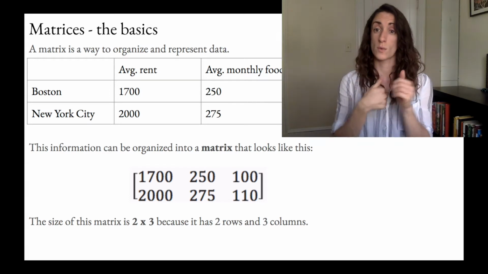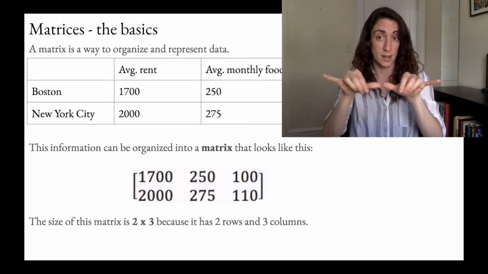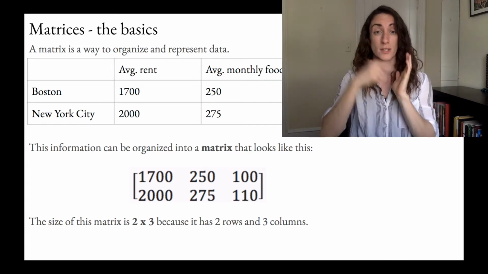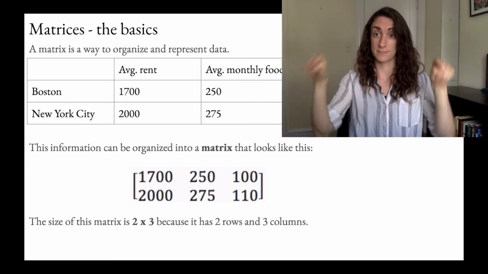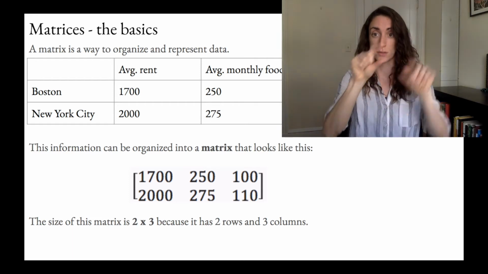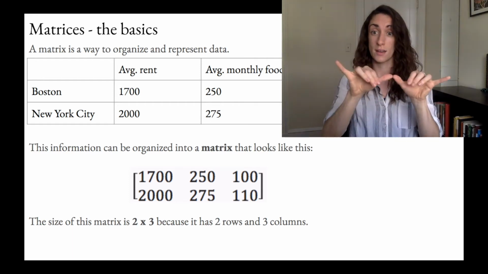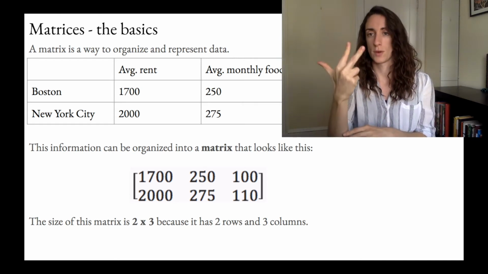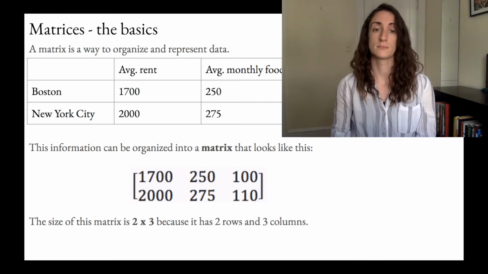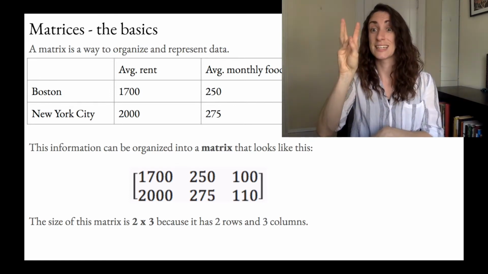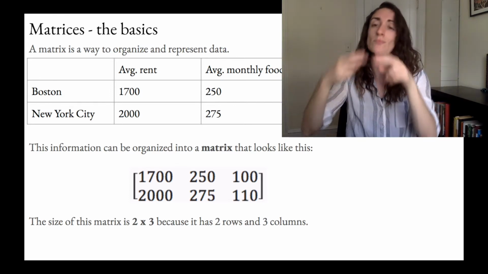The way we describe the size of a matrix is by the number of rows and the number of columns. So this matrix here has 2 rows and 3 columns. So we call that a 2 by 3 matrix. We write it like this, 2x3. If we had a matrix with 4 rows and 6 columns, we'd call that a 4 by 6 matrix.